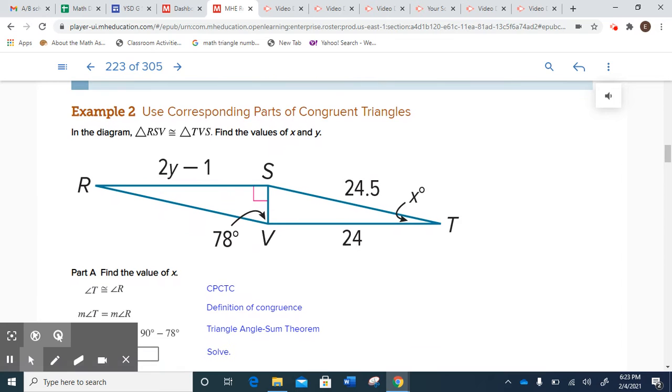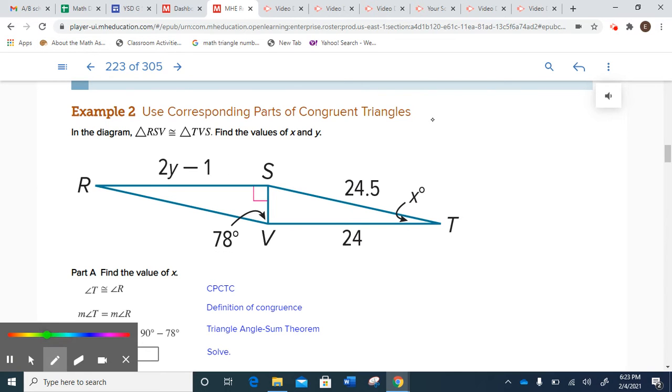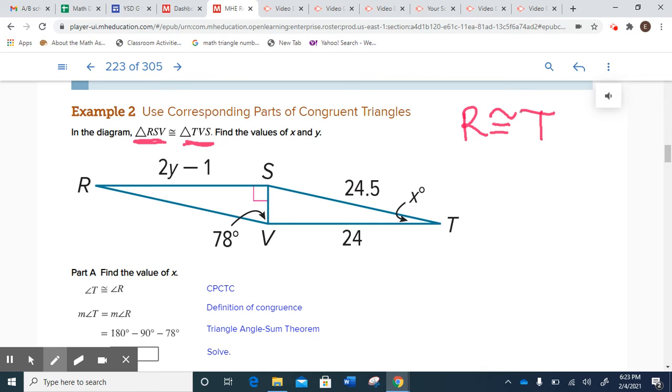All right. So these are going to be two congruent triangles. And instead of labeling this with dashes, they gave you the symbols up top. So they told you that RSV equals TVS. What that means is that R is congruent to T because they appear first. See how they appear first in the triangle? S goes with V, and then V is congruent to S, which makes sense.